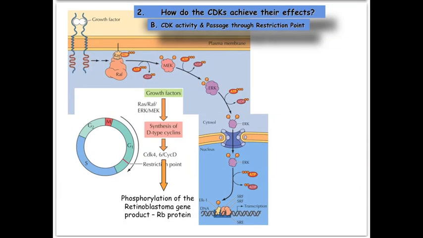In contrast, sustained stimulation with growth factors leads to high levels of cyclin D that then lead to full activation of CDK4, CDK6, allowing this kinase to go on and phosphorylate the retinoblastoma gene product, also known as the RB protein.